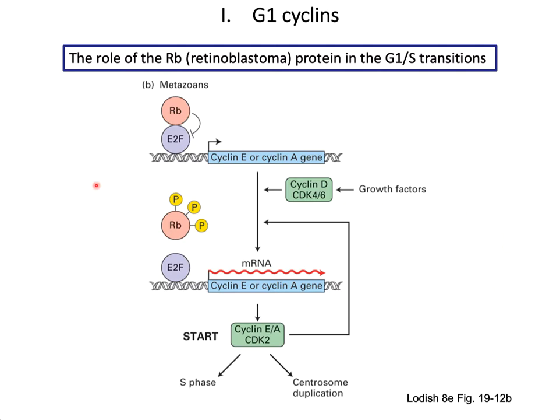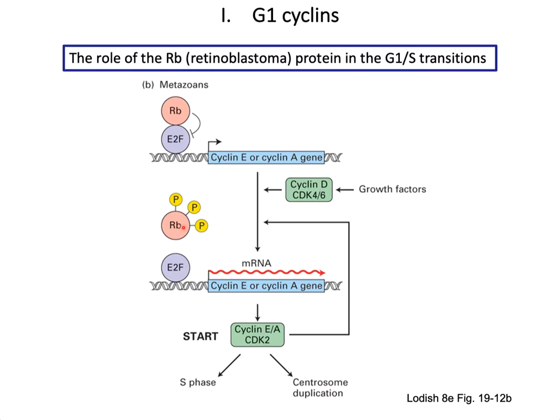So this is what it looks like at the molecular level. Here you have RB and E2F. The RB is inhibiting E2F, but when the RB becomes phosphorylated by, for example, cyclin D CDK4 or cyclin D CDK6, you get the phosphorylation of RB, the release of E2F, and E2F becomes activated. And then it can drive the expression of other cyclins and other genes.